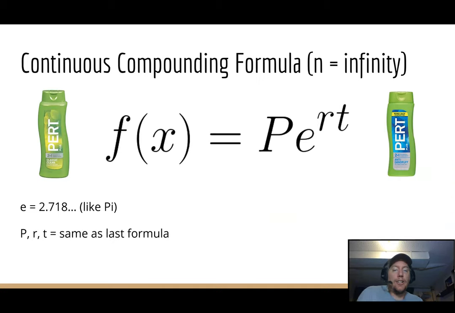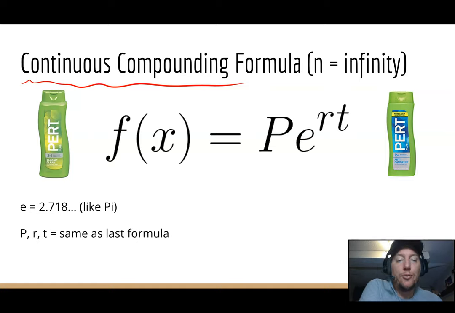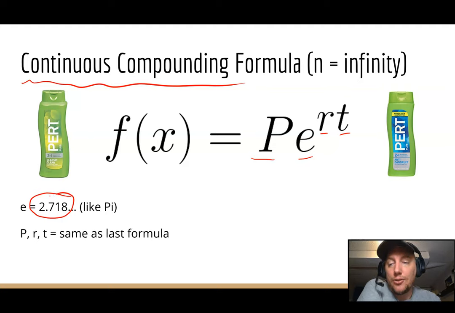Well, before we jump to that, let's talk about the PERT equation. PERT, just because, hey, it's like the PERT shampoo, PERT plus. This is if it's something called continuous compounding. So continuous means it's infinitely compounding. It looks like there's four variables here, PERT, but really E is not a variable. E is a special number on your calculator, like pi. So 2.718, blah blah blah. Goes on forever. Just use the button on your calculator.